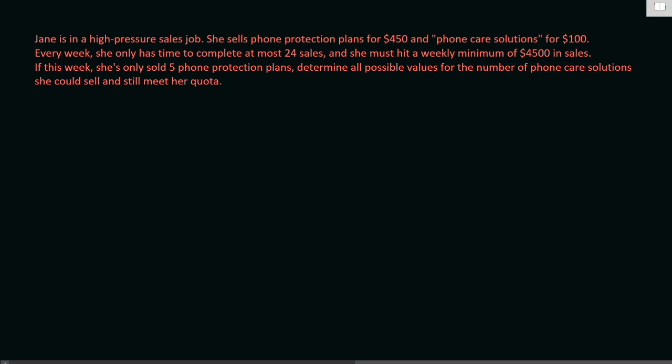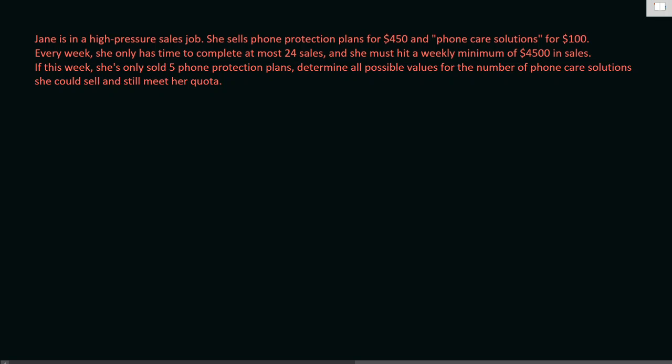Anyway, so she's selling these overpriced products, and every week she only has time to complete at most 24 sales. And she must hit a weekly minimum of $4,500 in sales. And that seems like a lot of money, but if you think about how much it costs to rent a space in a mall and hire someone to work there, that's actually pretty reasonable. Otherwise they're not going to stay in business. If this week she's only sold 5 phone protection plans, determine all possible values for the number of phone care solutions she could sell and still meet her quota.